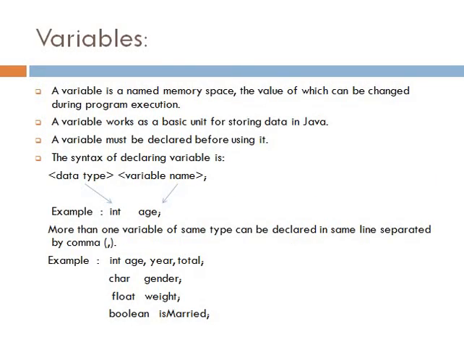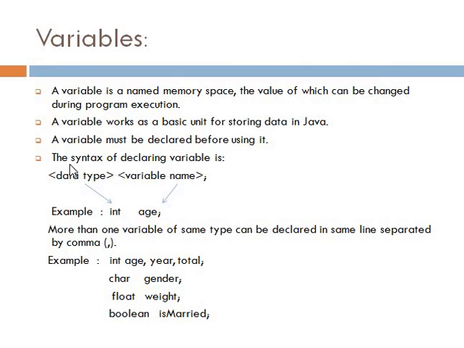Now let's come to the next topic, which is variables. A variable is a named memory space, the value of which can be changed during program execution. A variable works as a basic unit for storing data in Java. So whenever we store any data in Java, we make use of variables. A variable must be declared before using it.